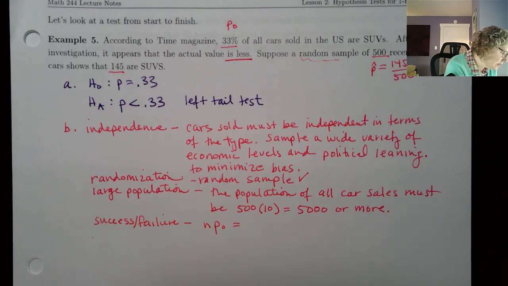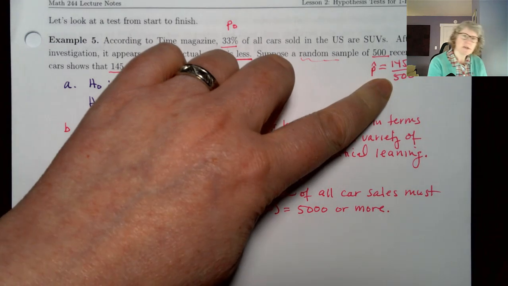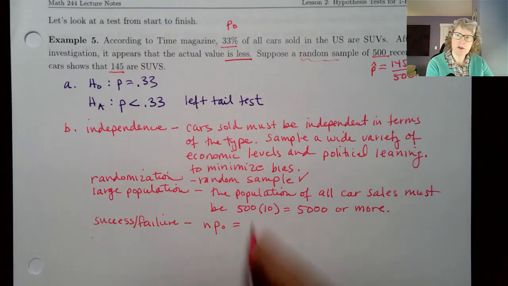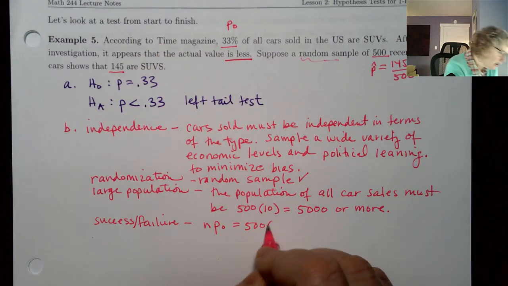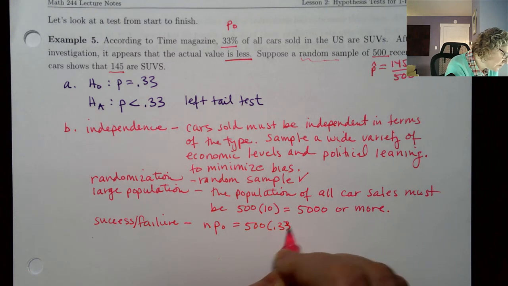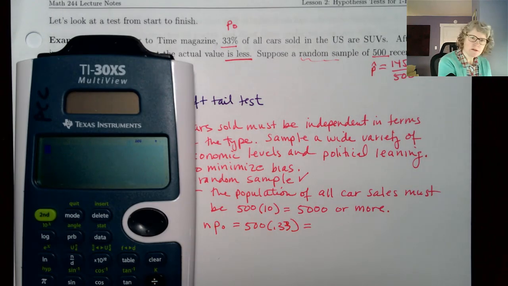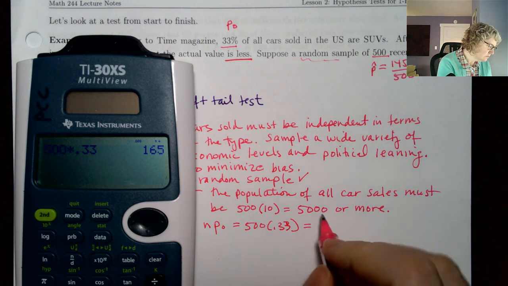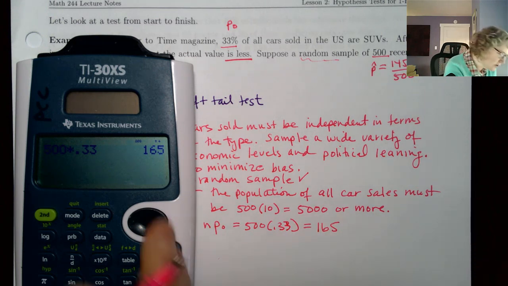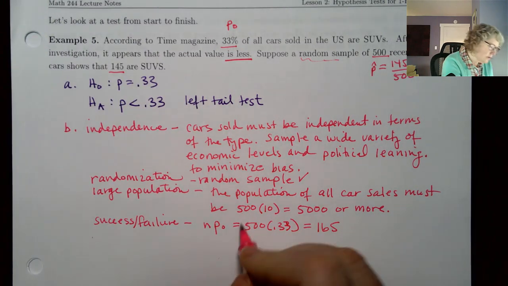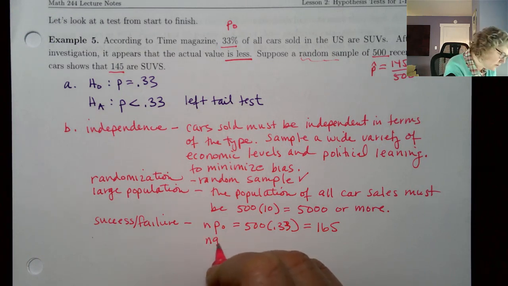N times P0. So our sample size, again, is 500. We have 500 cars, so 500 times 0.33. Let's see what that is. That's 165 cars. Great, so that is definitely bigger than 10.